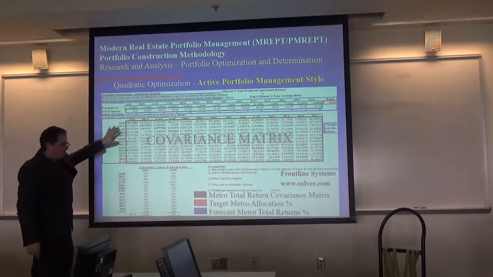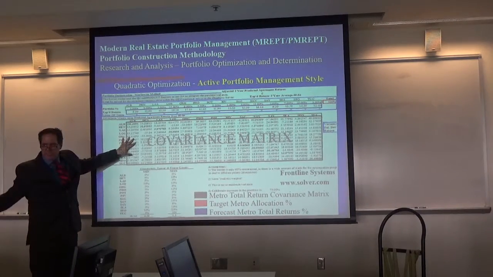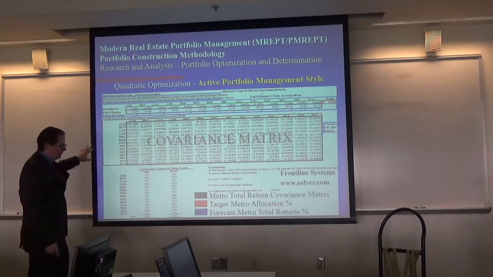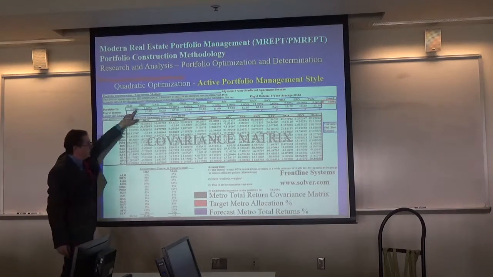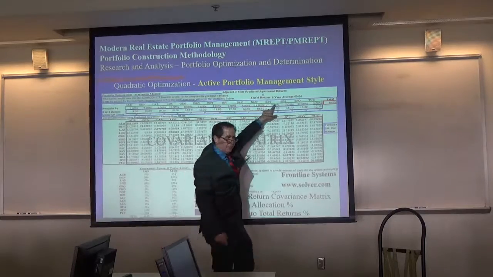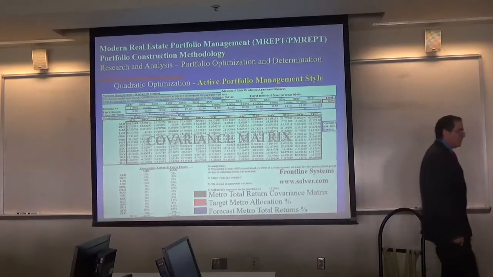We calculated the covariance matrix, which is exactly what you're doing right now, and basically ran the optimization that will kick out the portfolio allocations up here using the active approach.